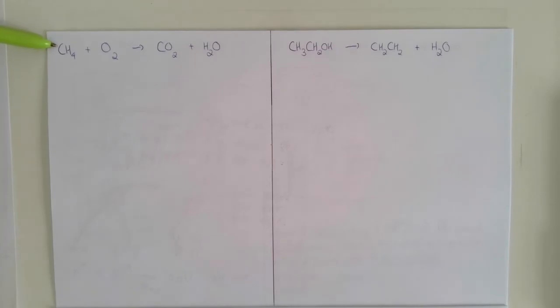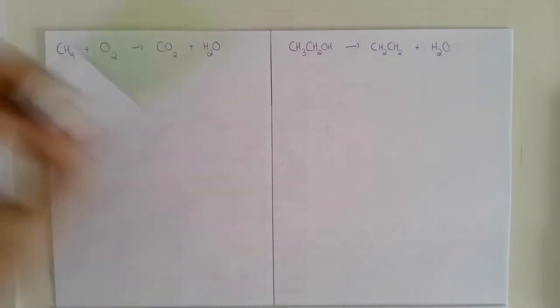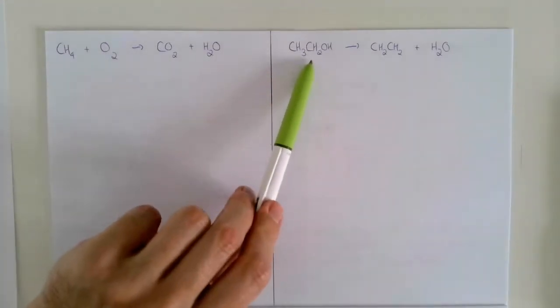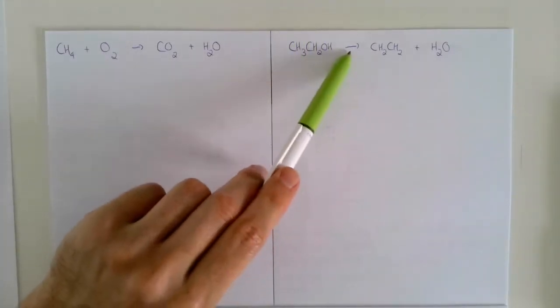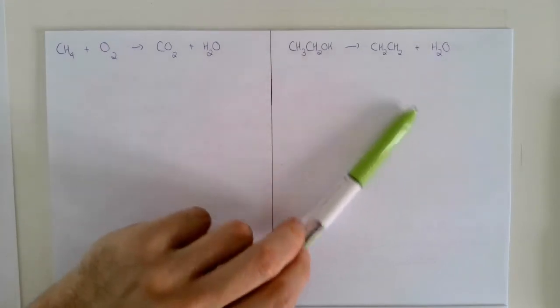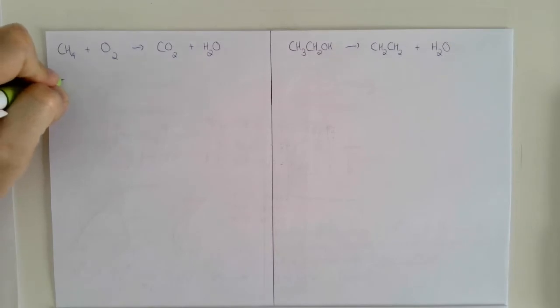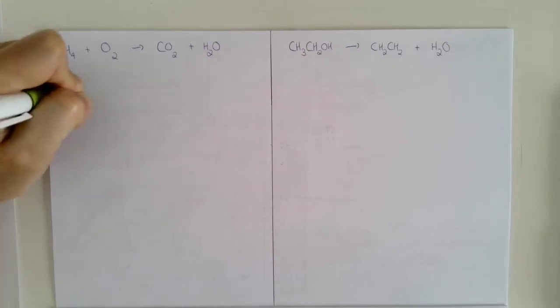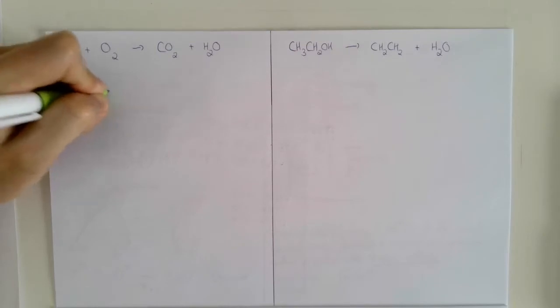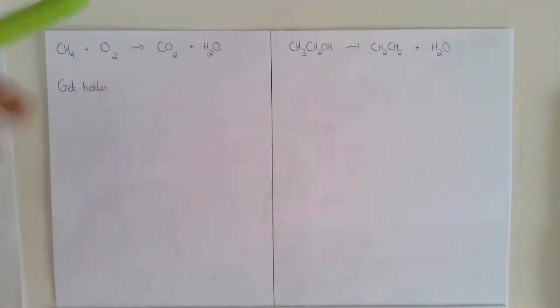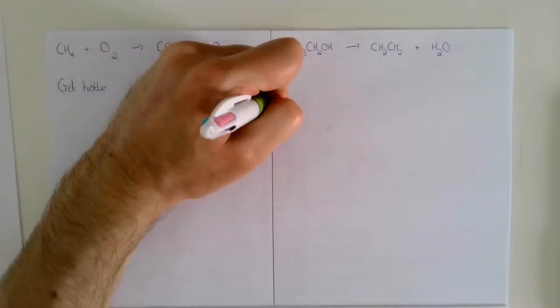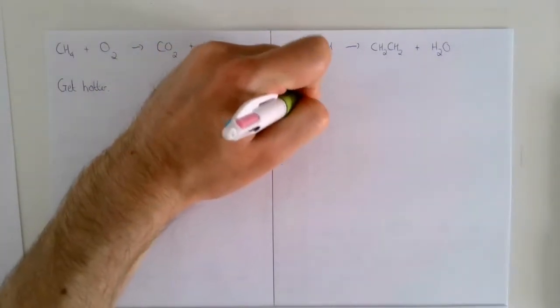We've got burning methane, CH4, in oxygen, so it's a combustion reaction which is making carbon dioxide and water. And then in the second reaction, we've got ethanol reacting to make ethene and water. So if we classify these two reactions, this is a combustion reaction. When this reaction happens, things surrounding the chemicals tend to get hotter. This is the opposite, so when this reaction happens, things will tend to get colder.